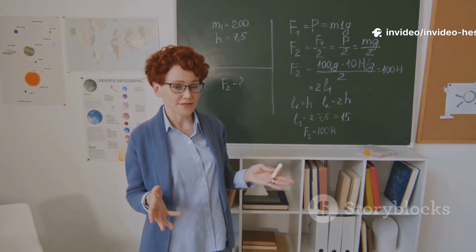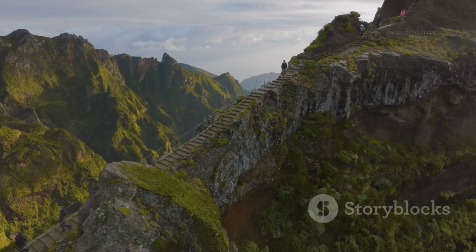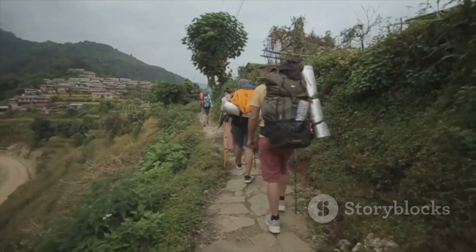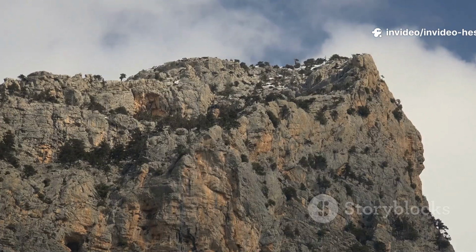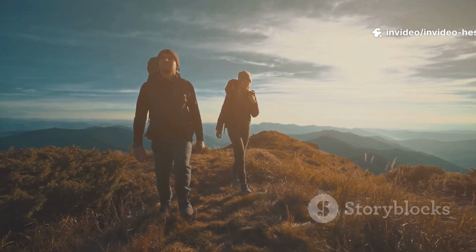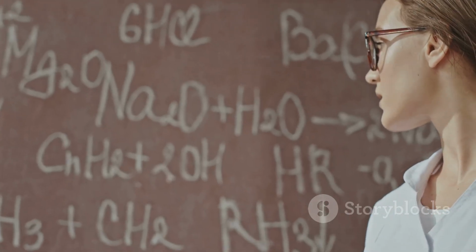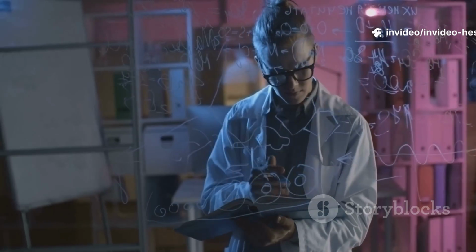Let me put it this way. Imagine you're climbing a mountain. You could go straight up the steep path, or take the longer winding trail around the side. No matter which path you choose, the difference in altitude between the base and the summit is always the same. Hess's law works just like that. It's not about the journey, it's about your starting and ending points, or in chemistry terms, the reactants and the products. Let's see this in action with a classic example.